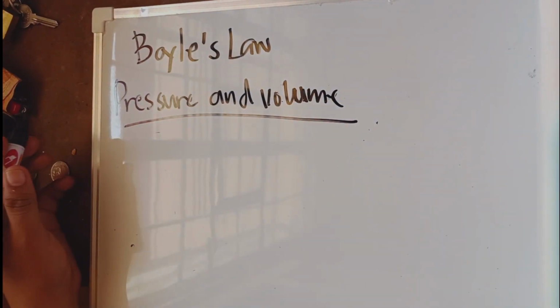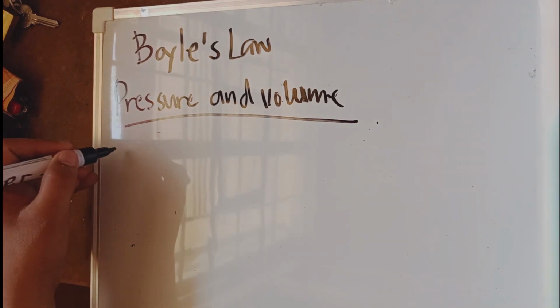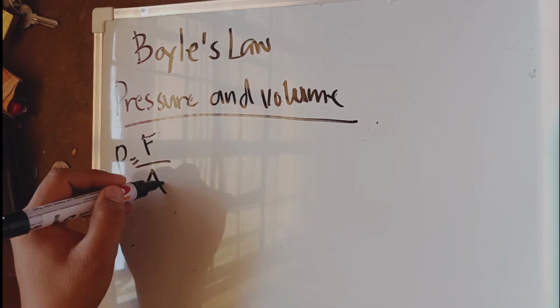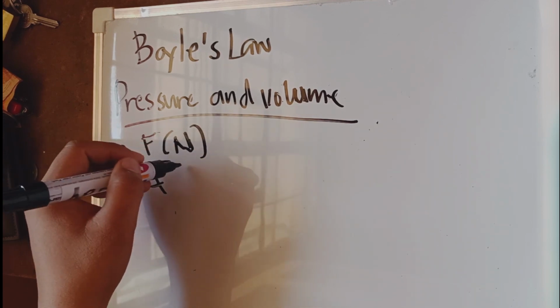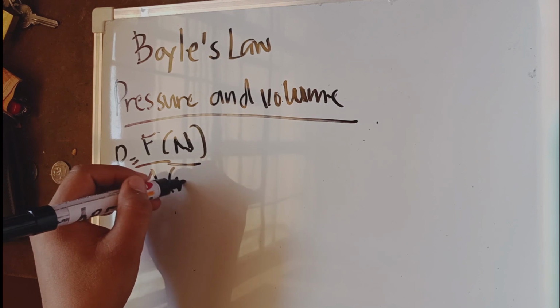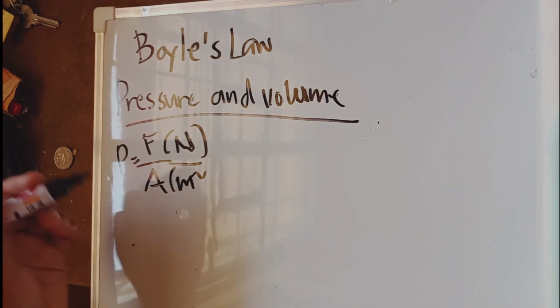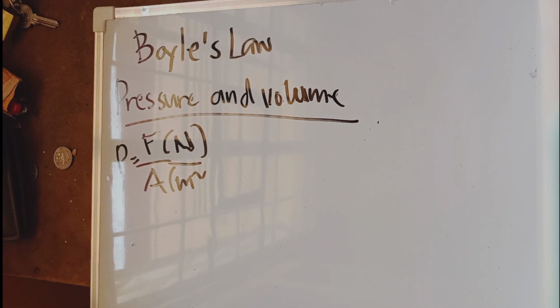So when you talk about pressure, pressure is defined as force per unit area. That means pressure is equal to force over area, where the unit for force is the newton, and for area you can use square meter, kilometer squared, or centimeter squared. Okay. So pressure exerts force, right?